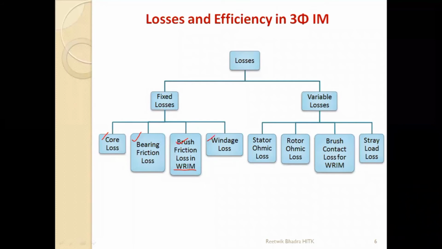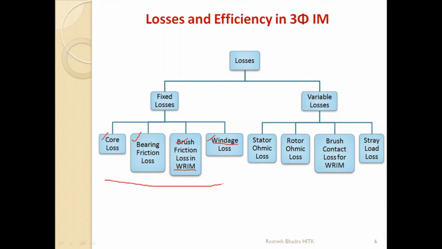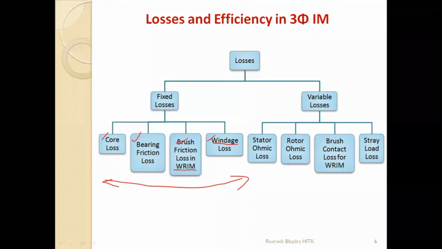And the windage loss, the friction and windage loss. The friction caused by wind is called windage loss. So these are all your fixed losses, which will be directly given in your question while solving problems, or some losses can be calculated by some formula. We'll come to it. These are standard formulas; you do not have to derive huge formulas for this.